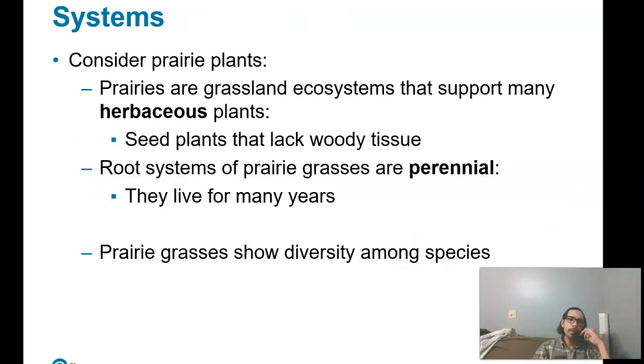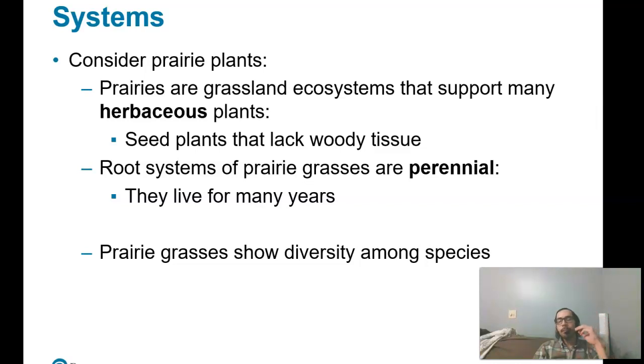If we look at the prairie plants, prairies are grassland ecosystems that have many herbaceous plants, which are plants that lack woody tissue. The root systems of prairie grasses are considered to be perennial because they live for many years. This is different than an annual. Annual plants will grow within the year and then die at the end of their growing season, and then they'll come back the following year. Perennial plants will live for many years.